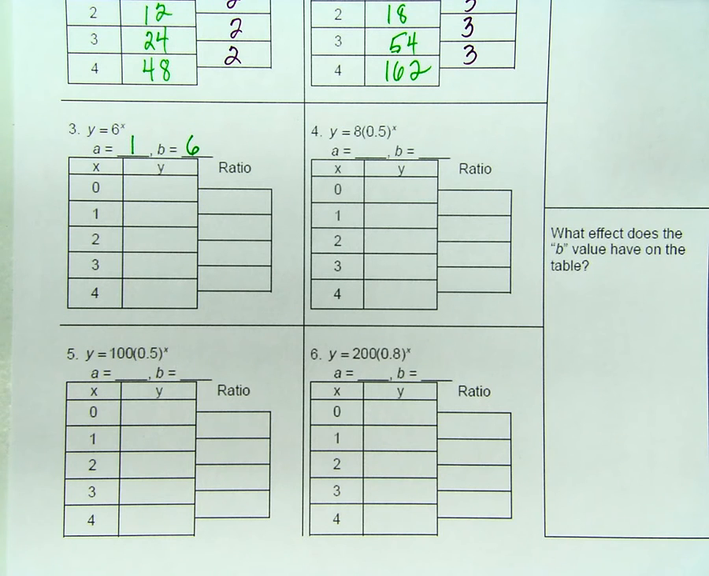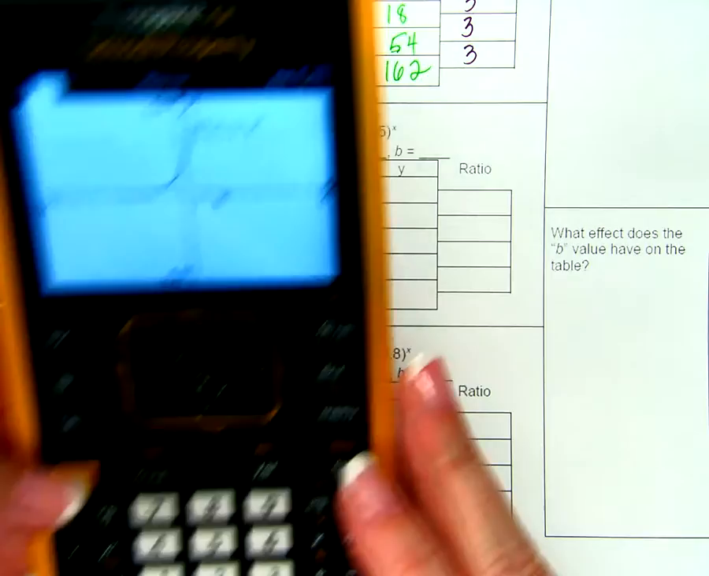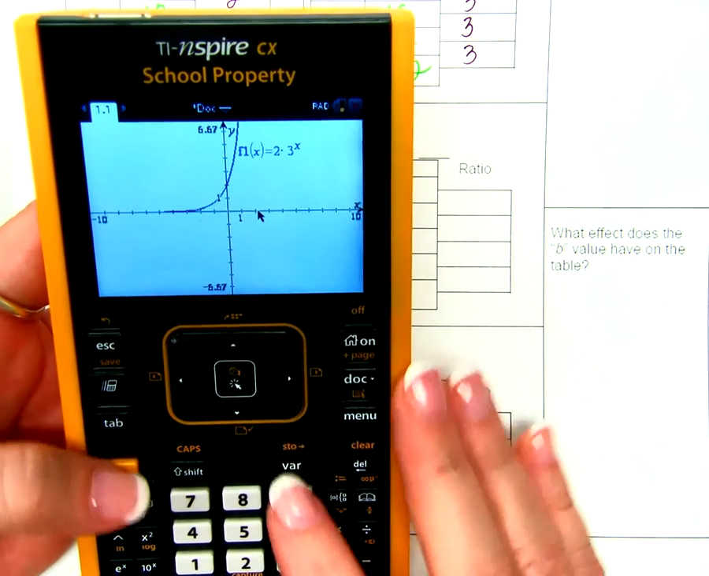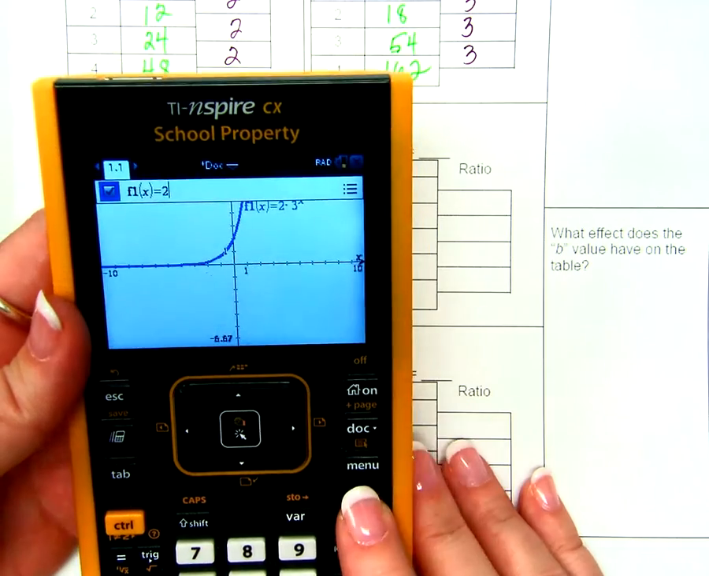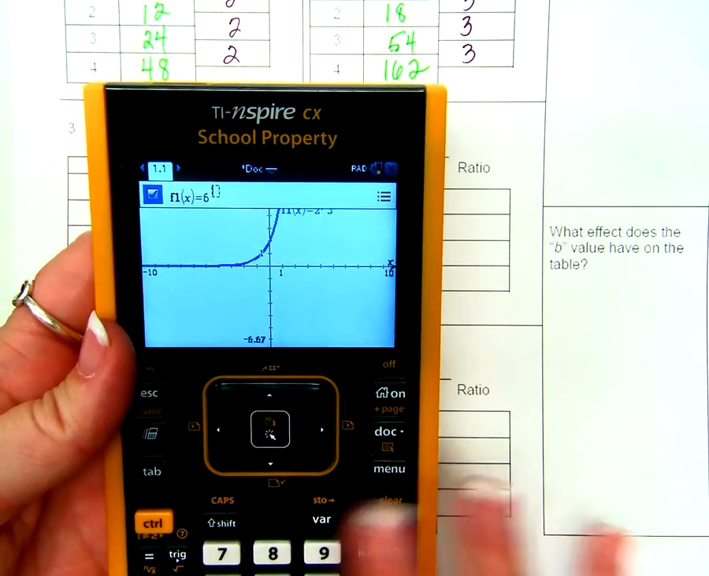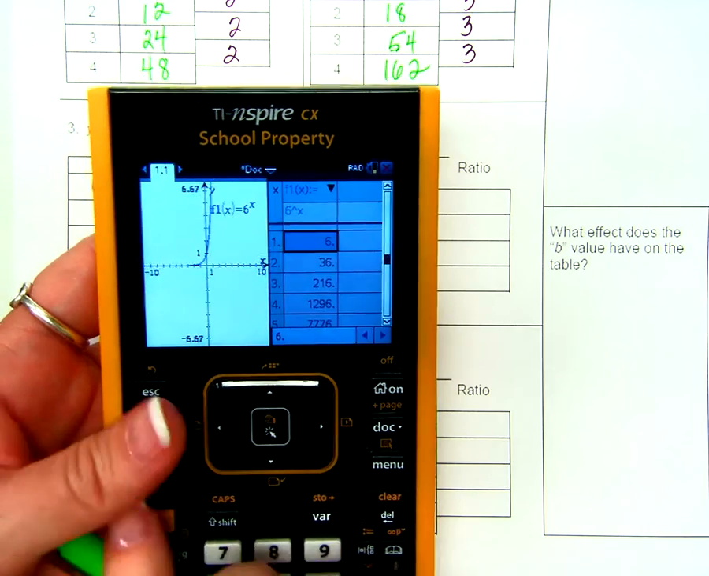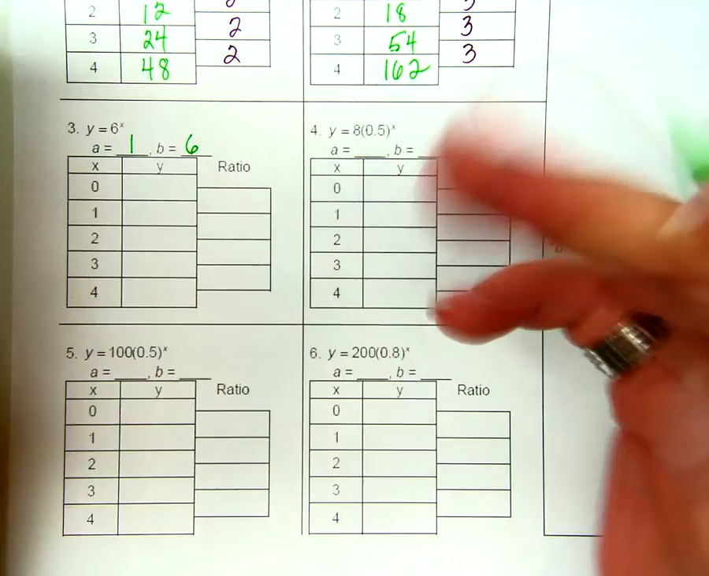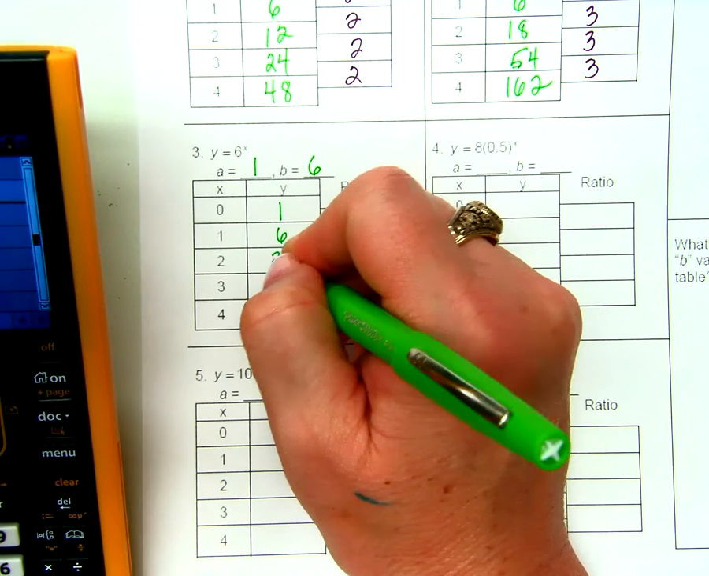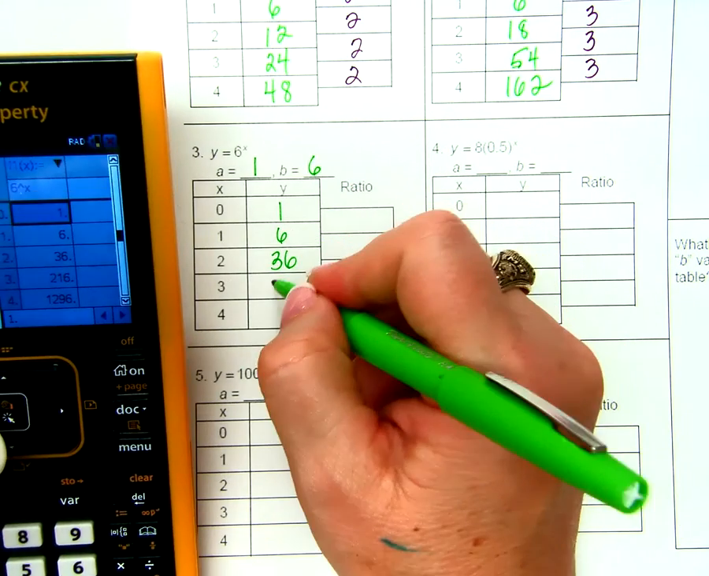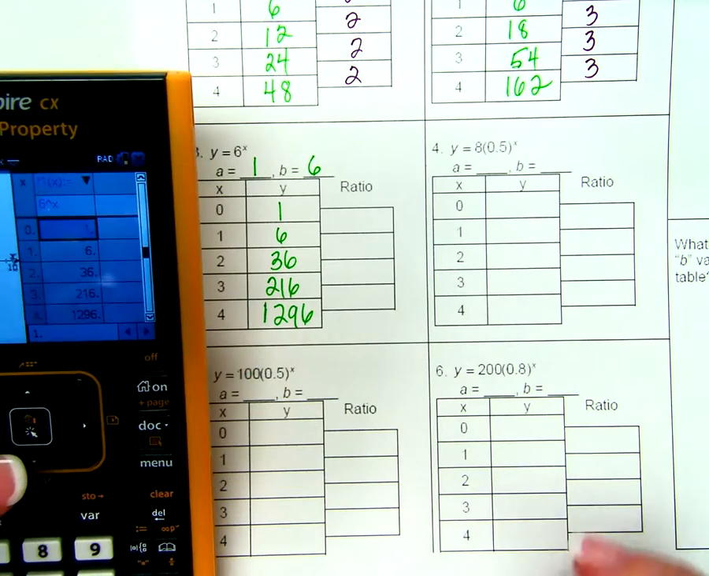Okay, so in my calculator, I'm going to clear my table off and then press Tab and go up and change my equation. 6 raised to the x power. And then go to my table. I've got a 1, a 6, a 36, a 216, and a 1296.